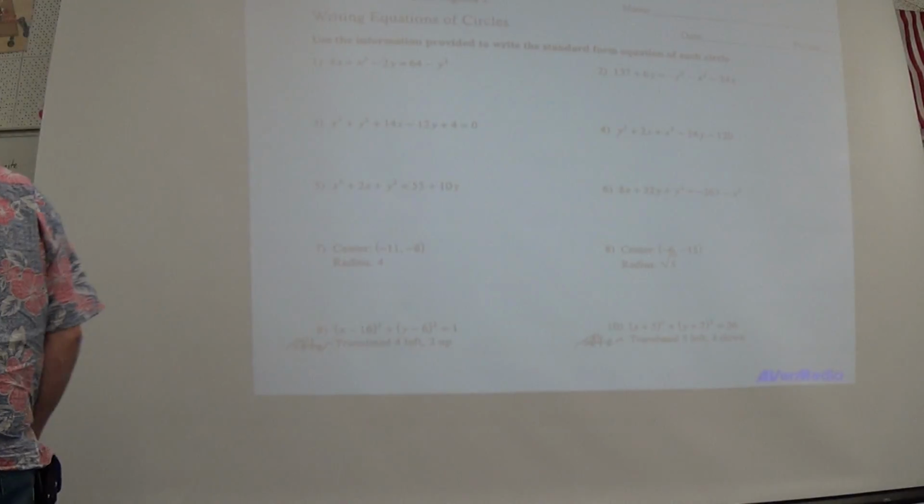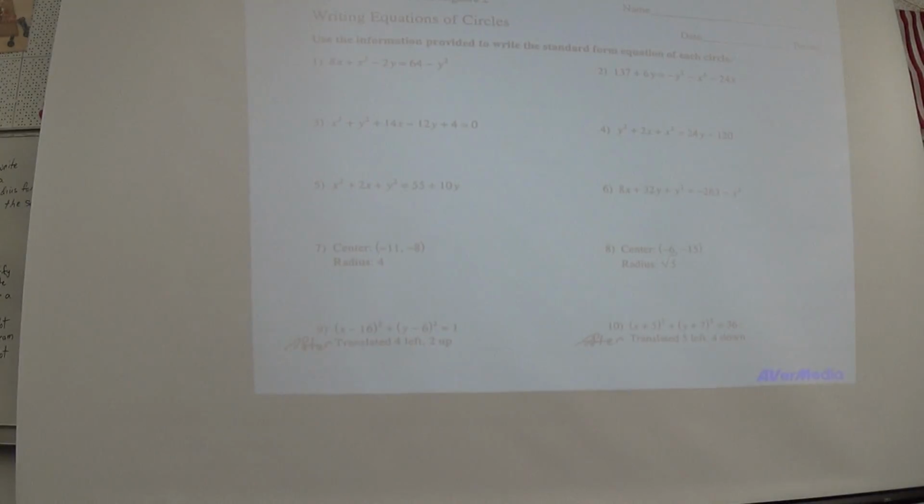Alright, so today is Friday the 17th of February, and this is geometry, and we are working on writing equations of circles using the method of completing the square. So first of all, if you look at problem number 1, since you have components on both sides of the equation, before you begin you should move everything to one side. Move everything to the left.